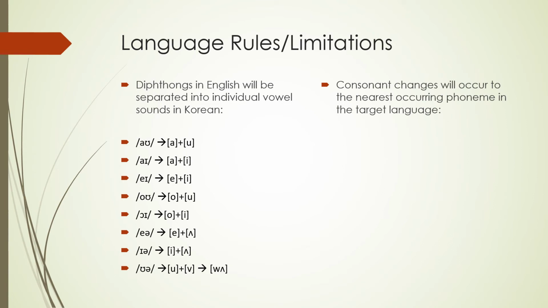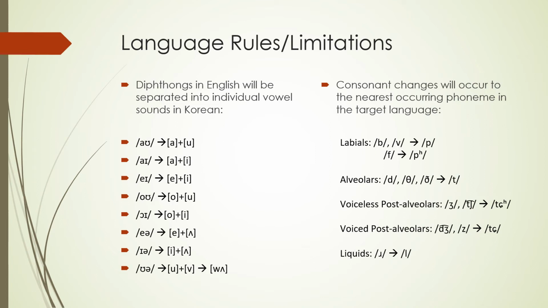Consonant changes will occur to the nearest occurring phoneme in the target language. So labials will take the labial in the target language, which, since B and V don't exist in Korean, will be transferred to P. The voiced sounds typically get the unaspirated versions, and the voiceless get the aspirated versions. And in terms of the liquids, the R goes to an L.